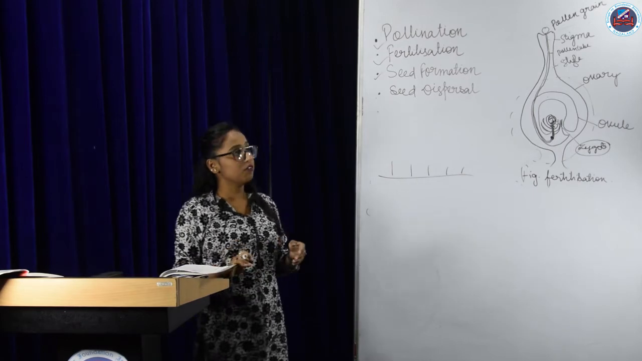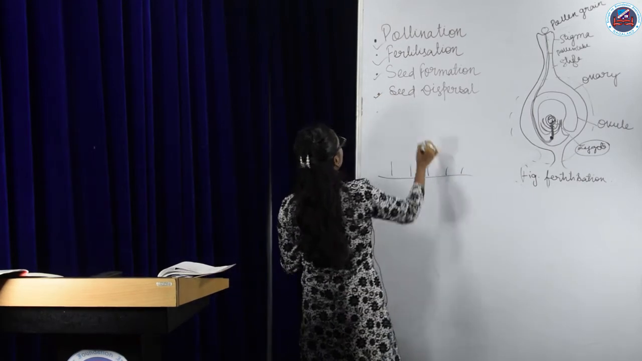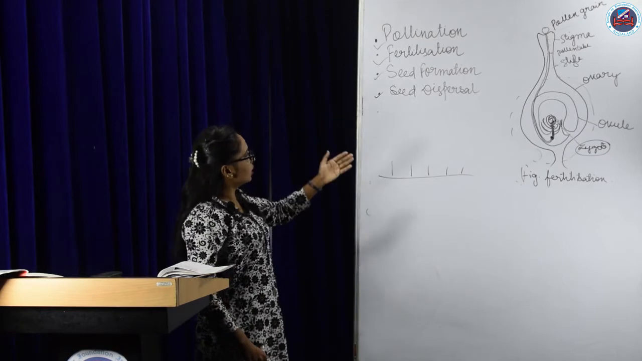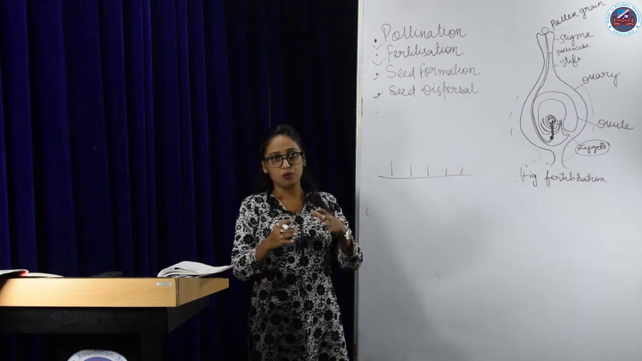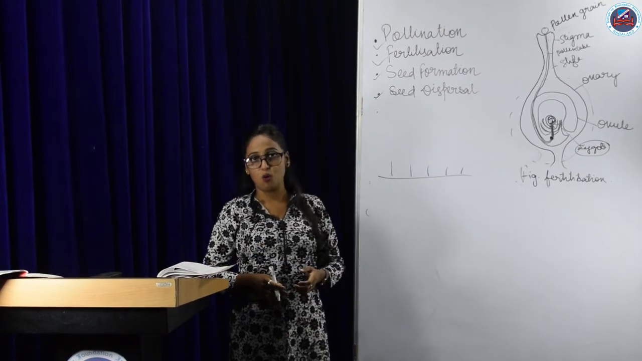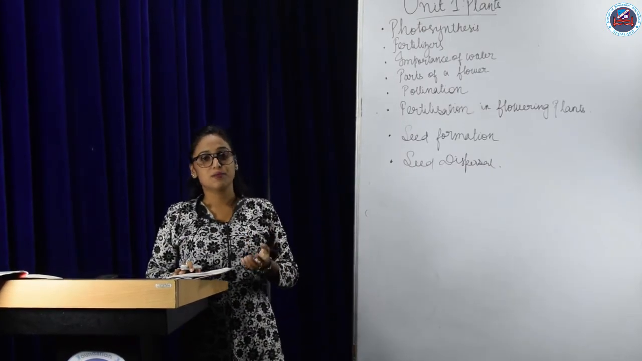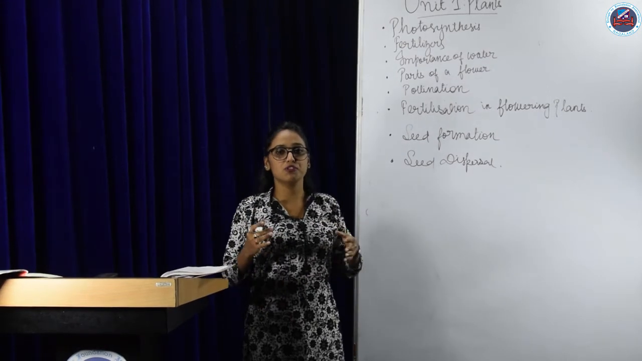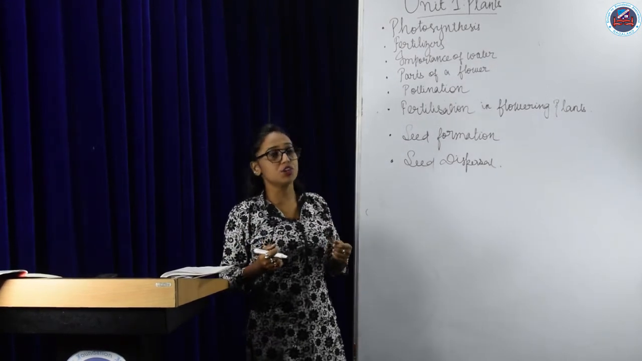So here we have also learned about seed dispersal. So we have learned about pollination, we have learned about fertilization. After fertilization, what are the products and what do we get? We get the fruit and the seed, and why seed dispersal is also important. So with the explanation of seed dispersal, we have come to the end of this chapter, or to the end of Unit 1 Plants.